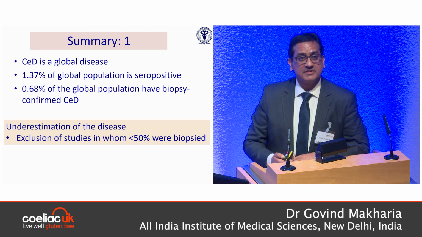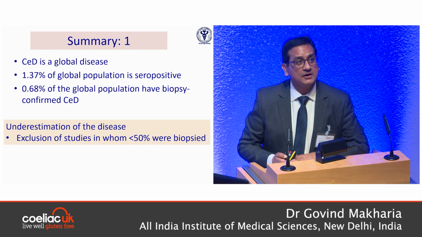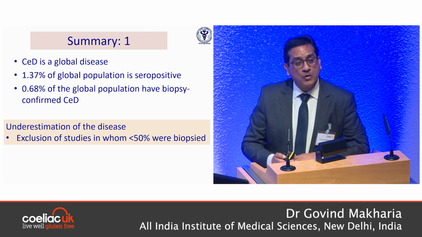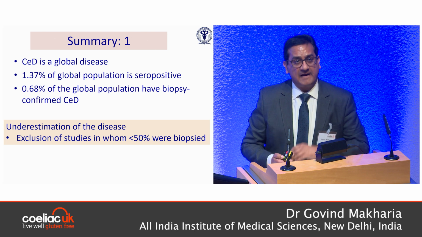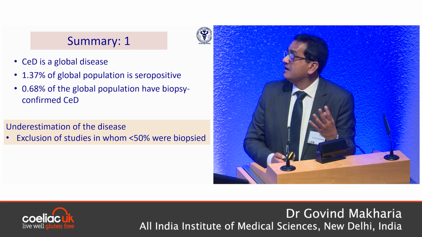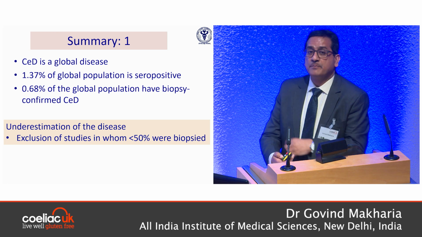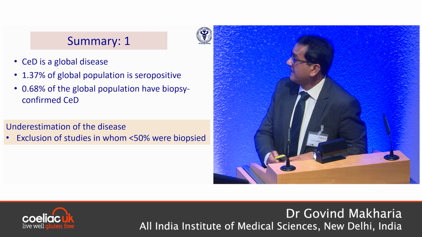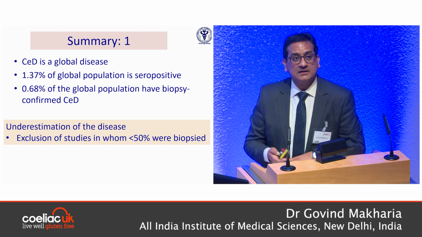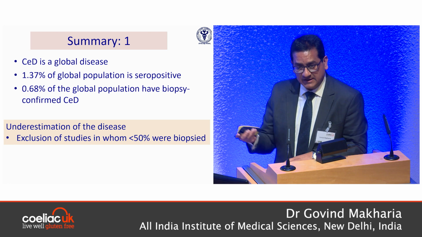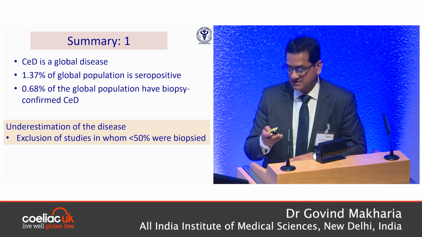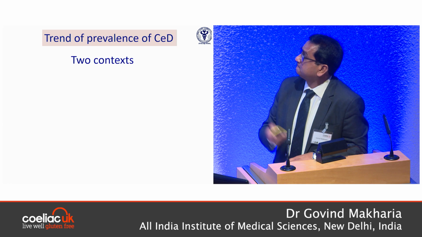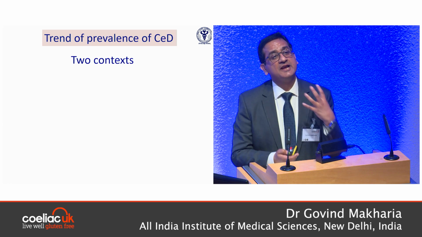So, first summary: celiac disease is truly a global disease, and 1.3% of the global population have a seroprevalence of celiac disease. They have positive serology, and 0.68% of the global population is expected to have biopsy-confirmed celiac disease. And this is truly an underestimation, because in this meta-analysis we have not included all the studies where biopsy was not done. So what is the trend of celiac?